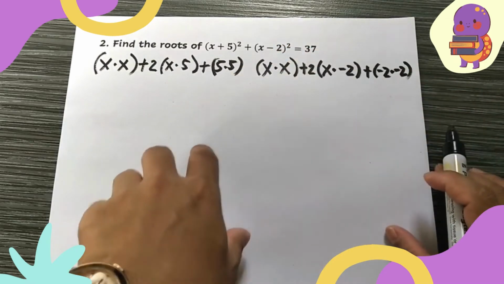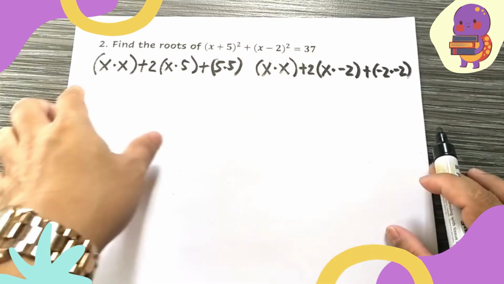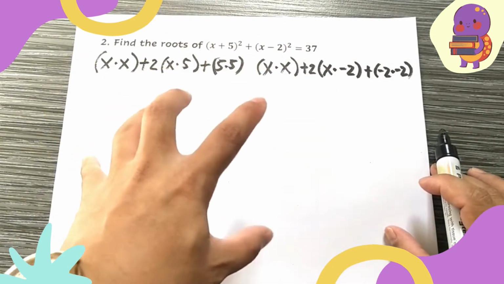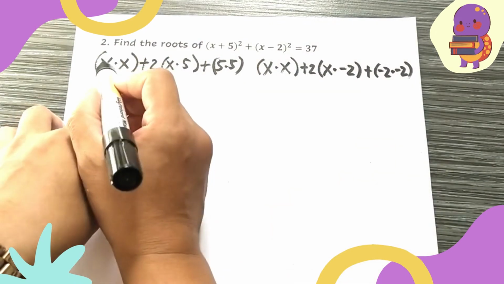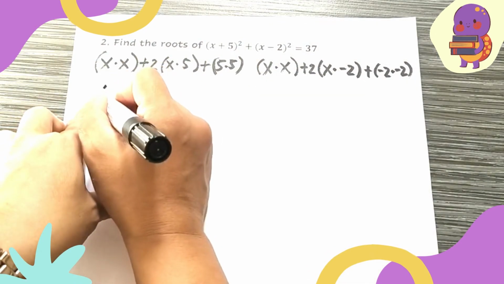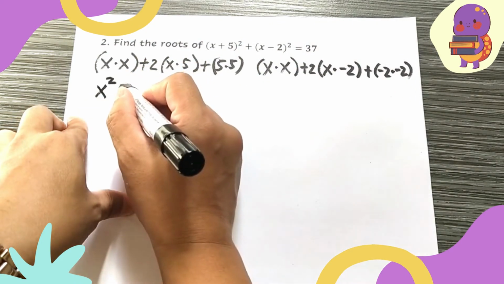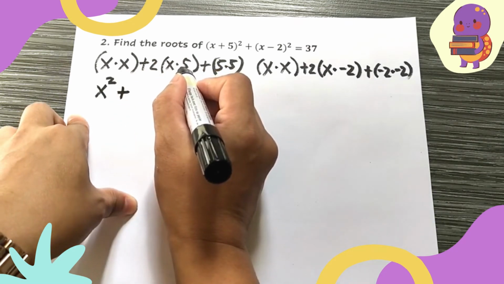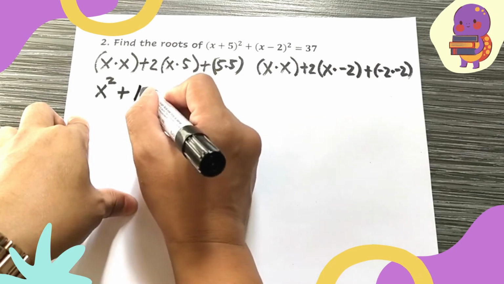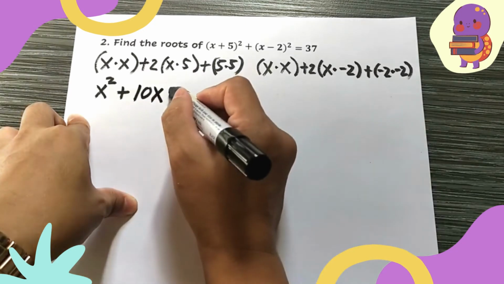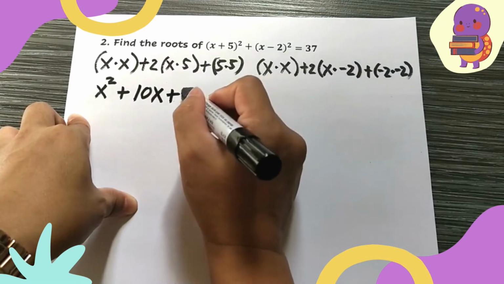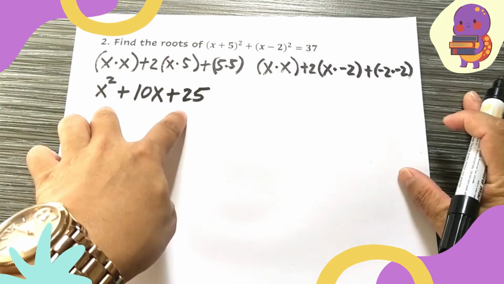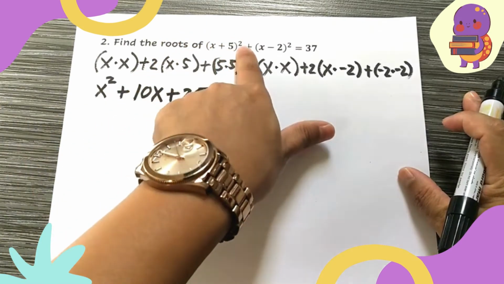Now, we have the first to third steps. Then, we simplify the expression. That will be x times x, which is x squared, plus x times 5 is 5x, times 2, that will be 10x, plus 5 times 5, you have 25. So, this is now the expanded form of x plus 5 quantity raised to 2.